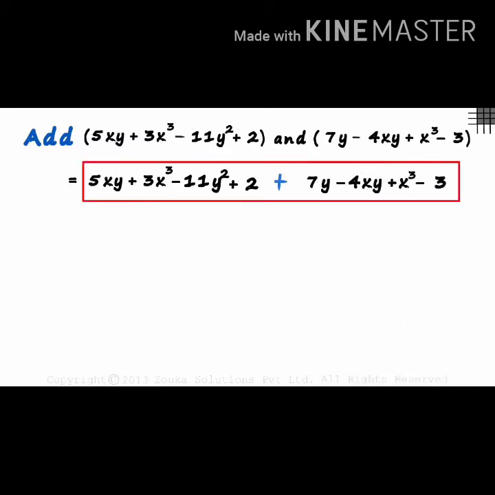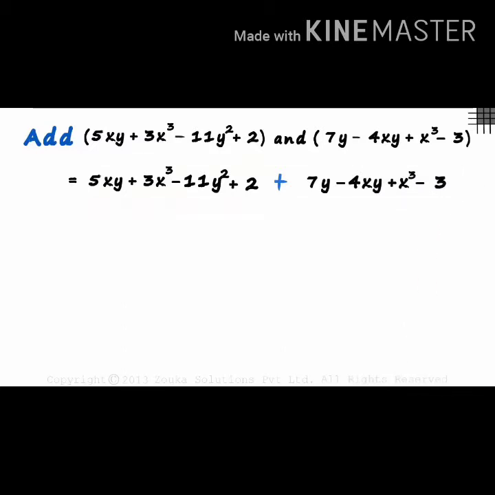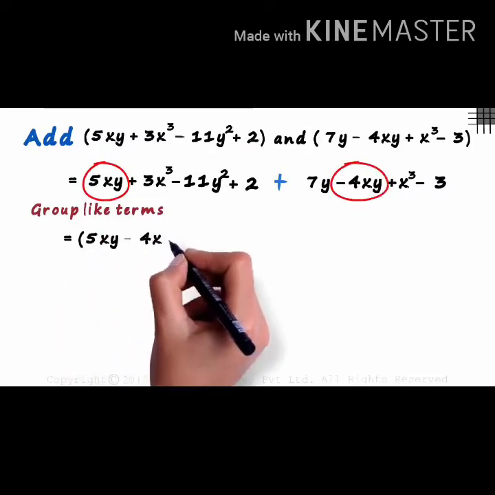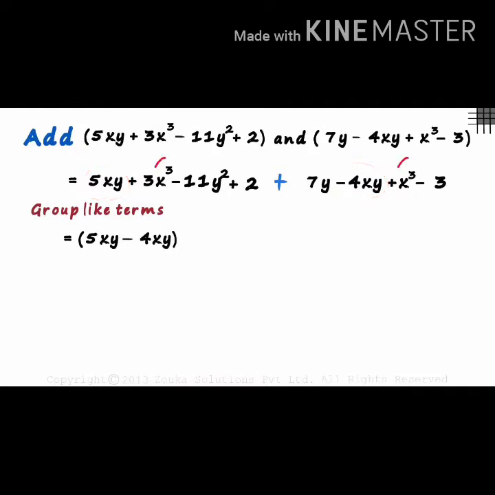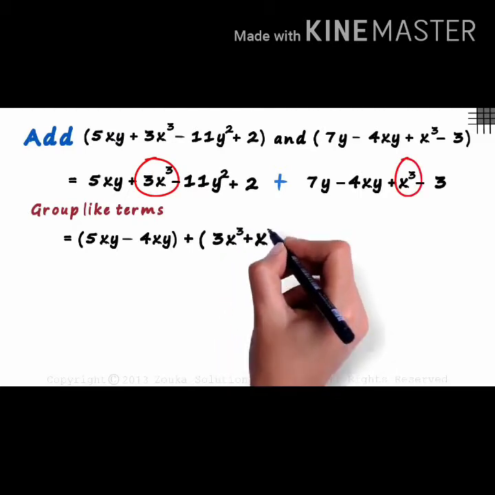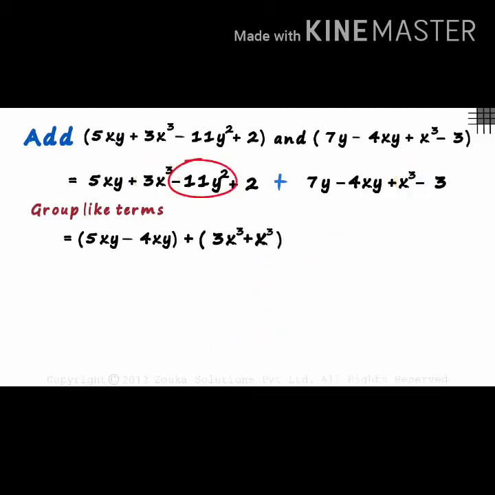This looks familiar. The first step now should be to group like terms. 5xy and minus 4xy are like terms. The first group will be 5xy minus 4xy. There are two terms with x cubed as the variable part. The next group will be 3x cubed plus x cubed. The third term is minus 11y squared. There is no other term which has y squared as the variable, so we write minus 11y squared as is.